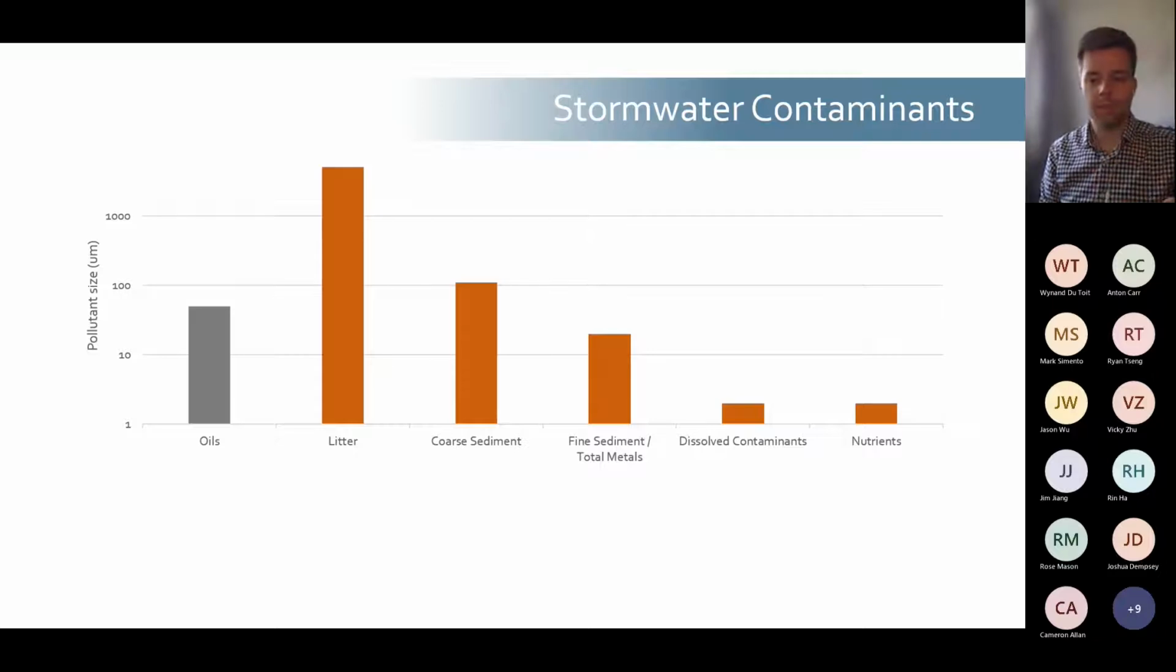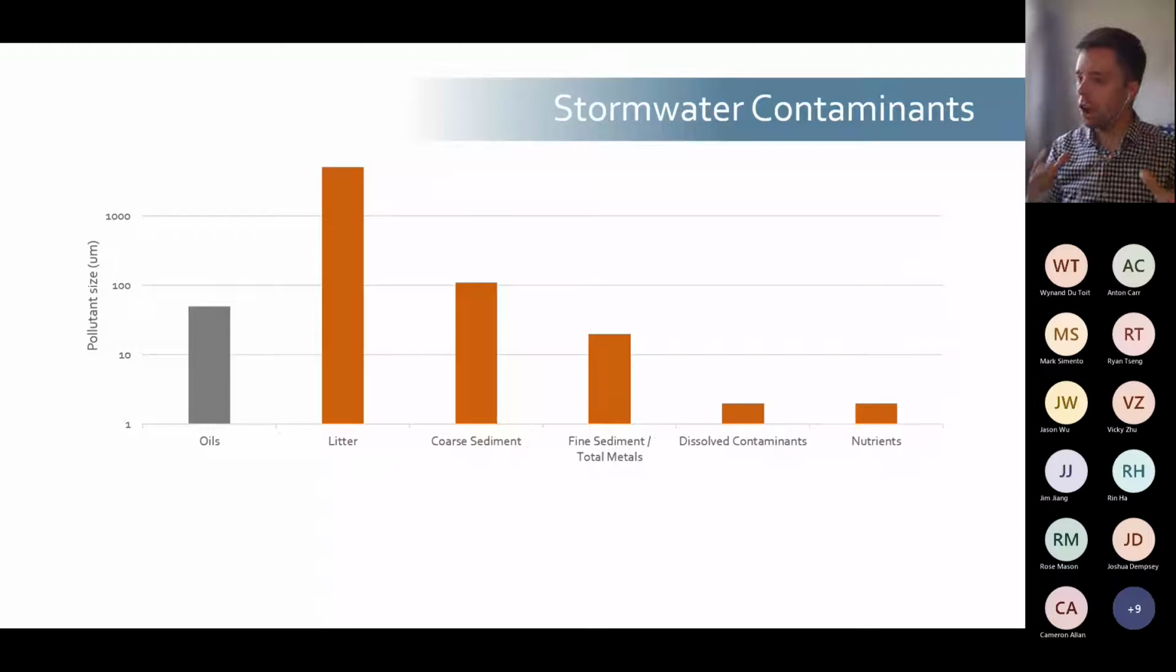Oils and hydrocarbons we generally keep separate, but then you have litter and trash, which is considered everything greater than 5 millimeters. Coarse sediment is in the realm of about 110 microns average particle size. Then we've got fine sediment, which is down to anywhere near 20 microns or so. And then dissolved contaminants and nutrients.